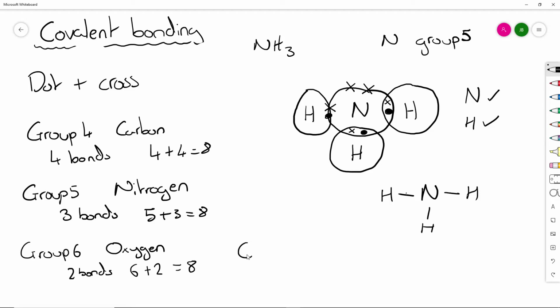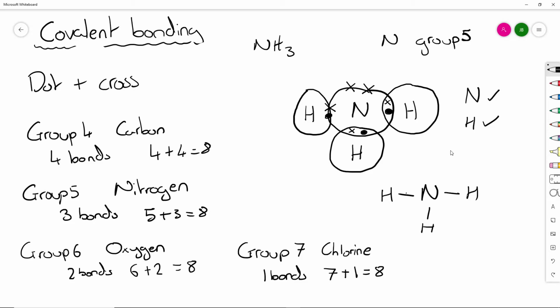And finally, group 7, such as chlorine, will have 1 bond because 7 electrons from the outer shell plus 1 from the bond equals 8. All of them add up to 8 because that is the stable magic number.